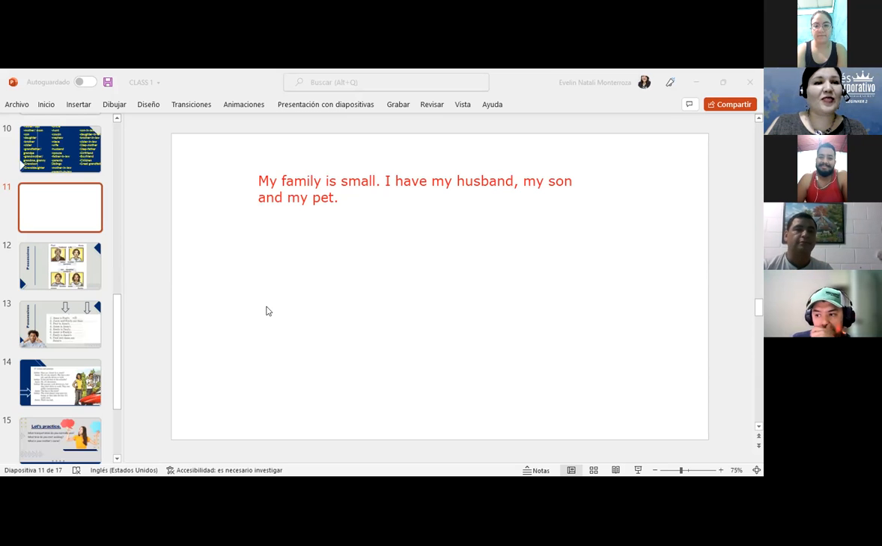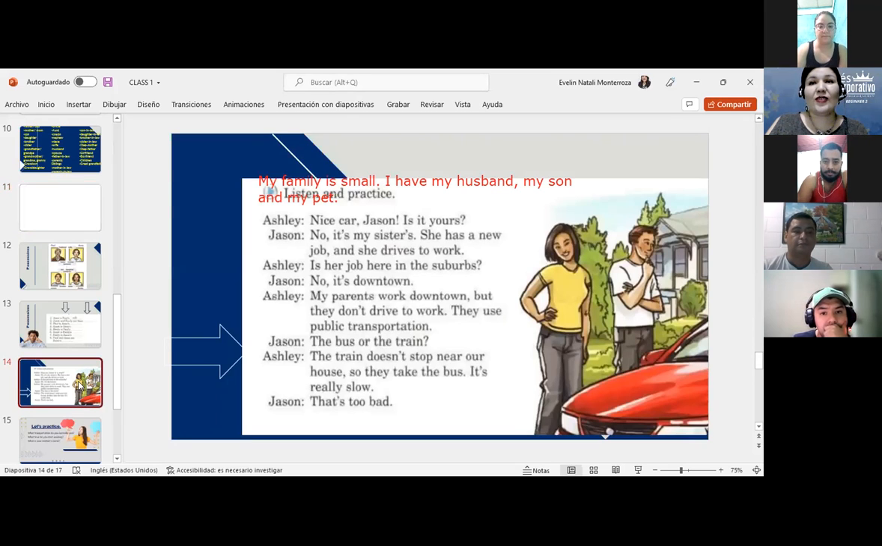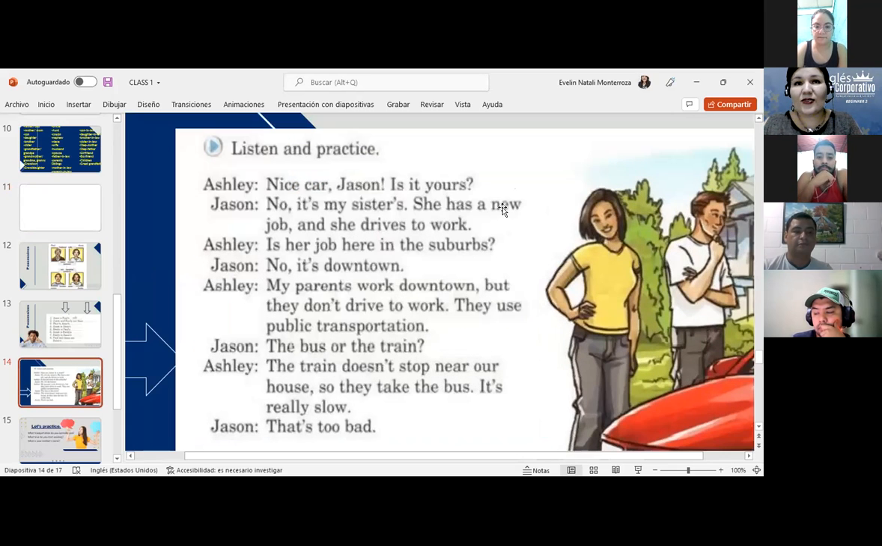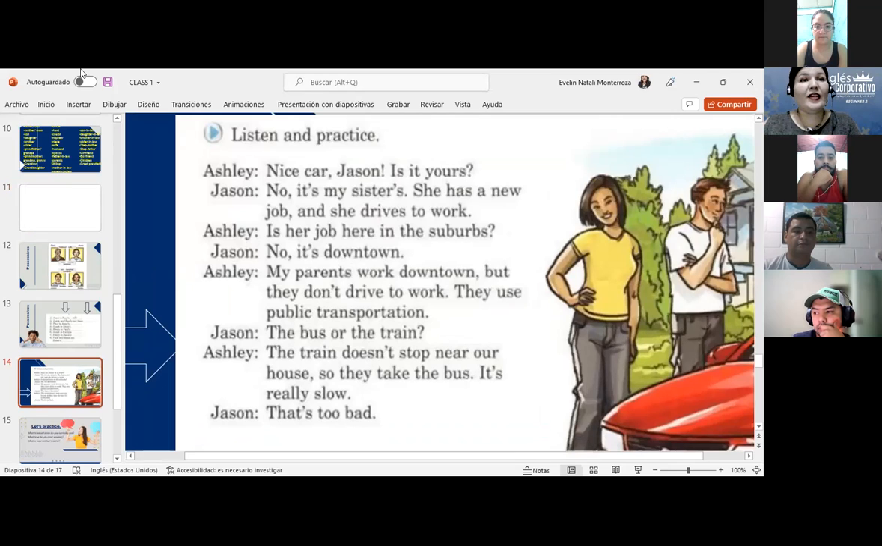Excellent. Thank you very much for sharing your information about your family. Here, I have a short example that is going to help us introduce the topic of simple present. I sent you to your WhatsApp group some of the transformations that you can use with the verbs in third person singular. So that is for you to keep it because we are going to use it. Here, we have a short conversation that is going to help us identify the simple present.